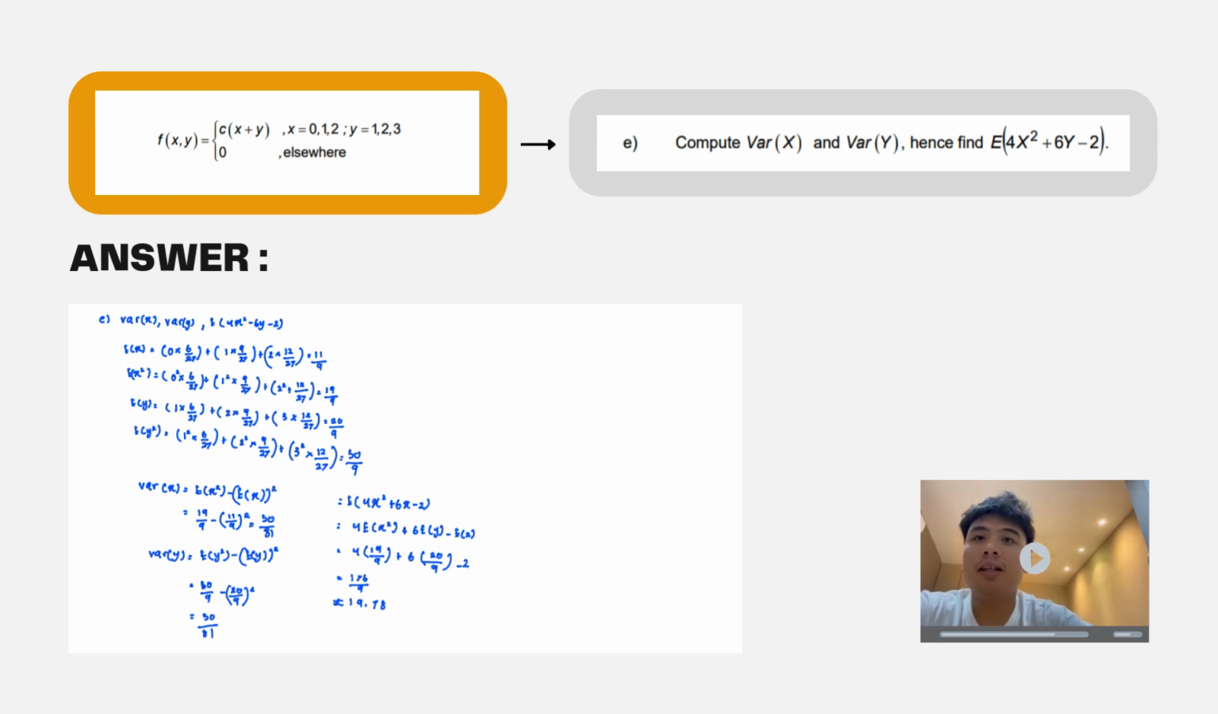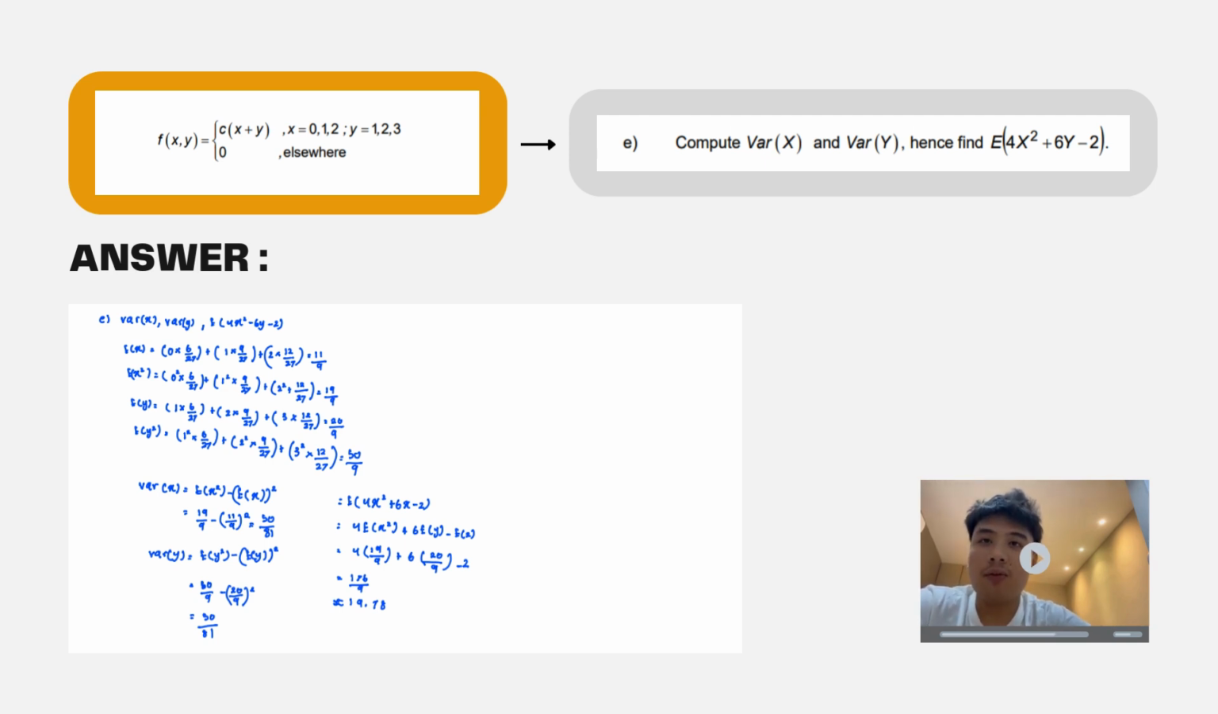For variance of x and variance of y, we need to find E(X) first. To find E(X), we multiply x by the probability given, and then we add them all up, and we get E(X). For E(X squared), we square the x, and we do the same for y. So we need to do it for each x and y, and then we will get E(X), E(X squared), E(Y), and also E(Y squared). And then we substitute into the variance equation for x and also y.